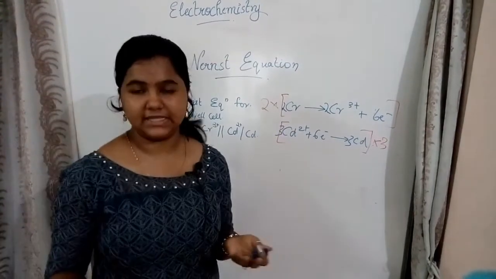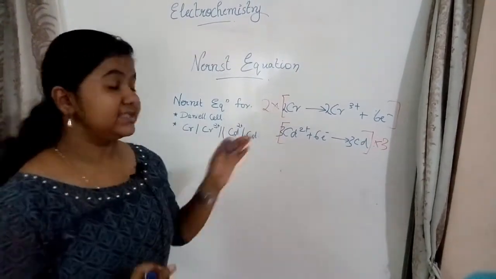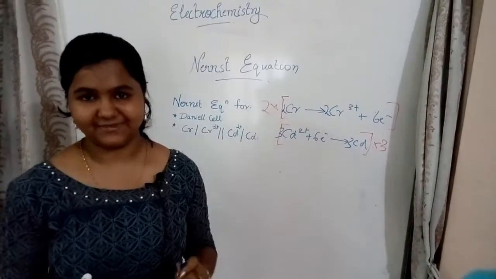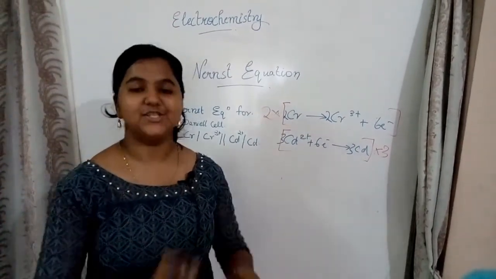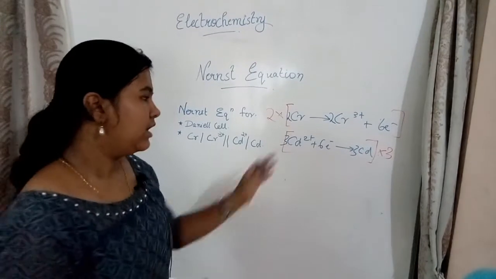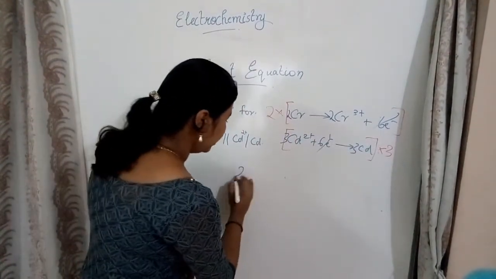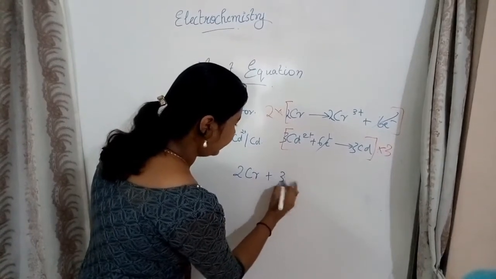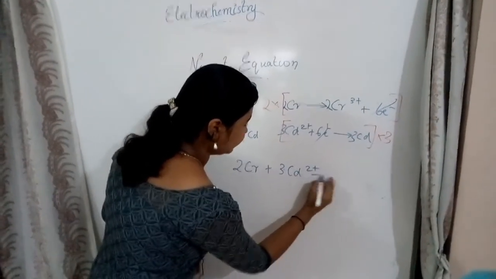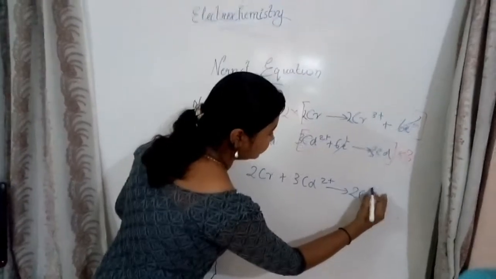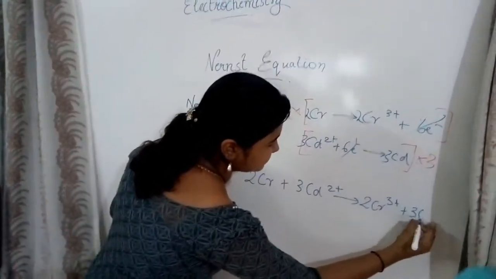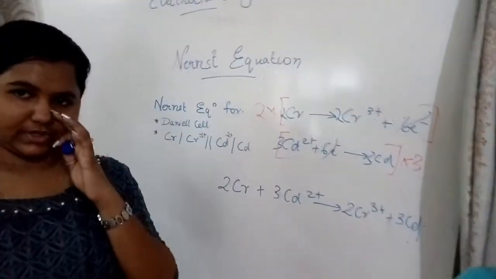Why do you have to balance it always? It is because the Nernst equation contains stoichiometric coefficients. Without stoichiometric coefficients, you can't write the Nernst equation. Now cancel and write the whole equation: 2Cr plus 3Cd2+ giving 2Cr3+ plus 3Cd. So this is the equation.